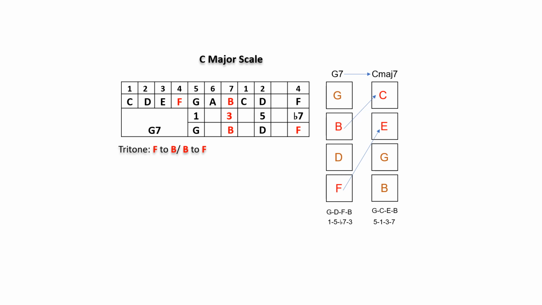The tritone is an unstable and dissonant interval that wants to resolve to a more stable chord. In a 5-to-1 resolution, the B in G7 resolves up a half step to the root C, while the F resolves down a half step to E, in C major 7.